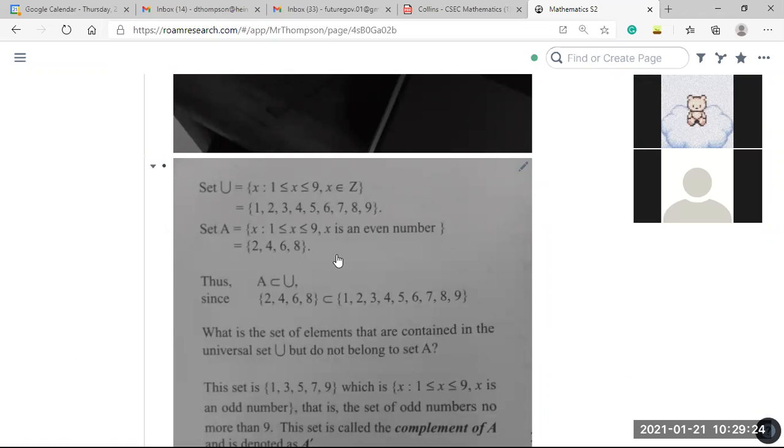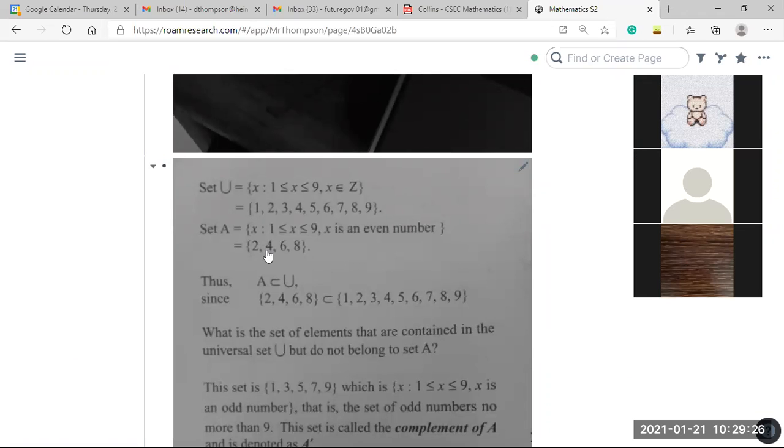All right, Michael, you there? Remember that when we were talking about set A, we said that set A is all the values of x which is greater than or equal to 1 and less than or equal to 9. So x is an even number. Michael, what do you think we're going to write for set A prime or the complement of set A? We're going to replace x is an even number with what?